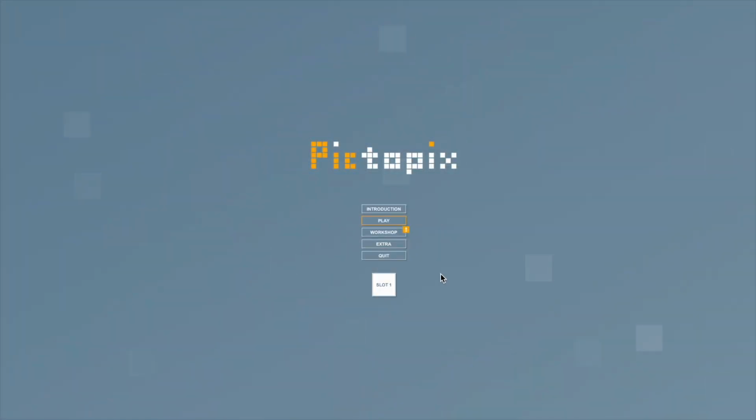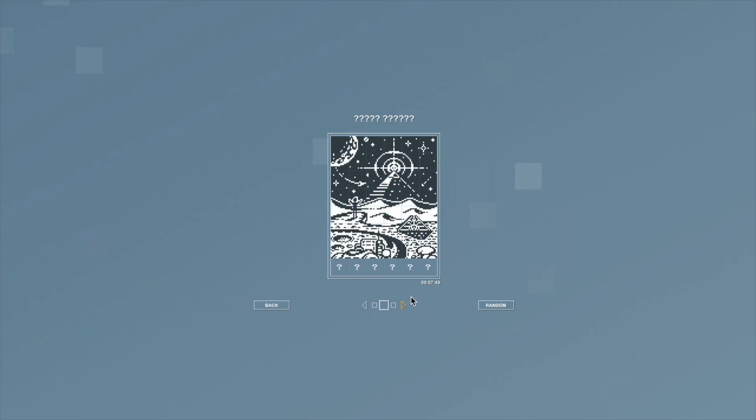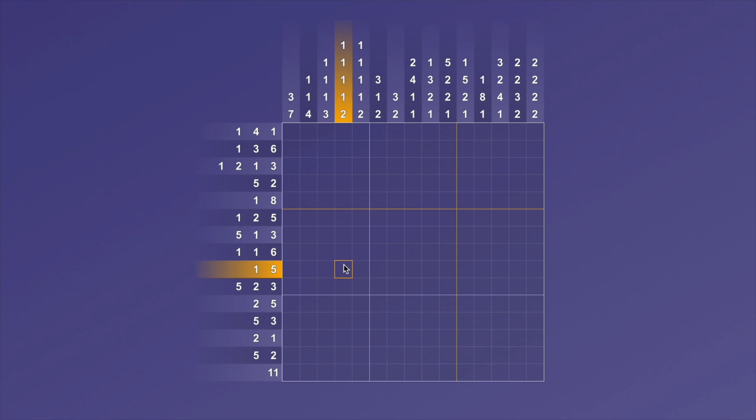Thanks for joining me. I'm Andrea, and I'm going to continue on the Pictopix Mosaic. We're on the second mosaic, beginning the final row. This is a 15 by 15 nonogram puzzle.